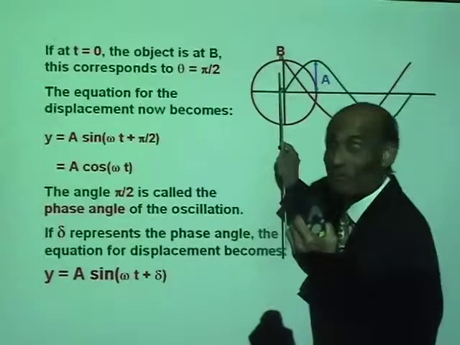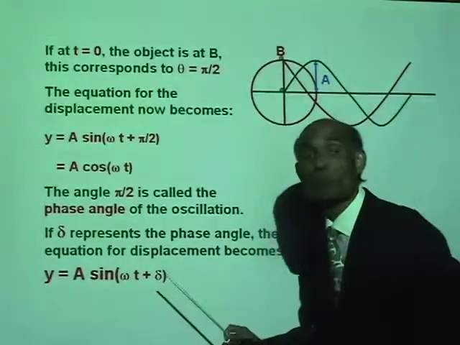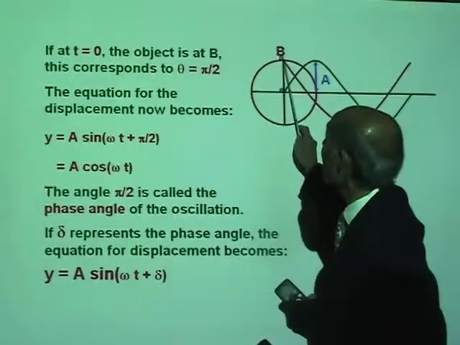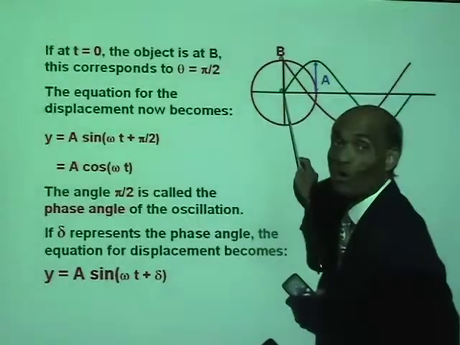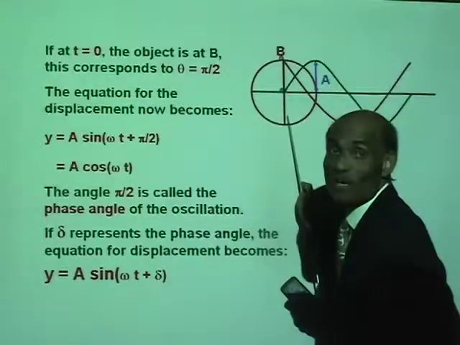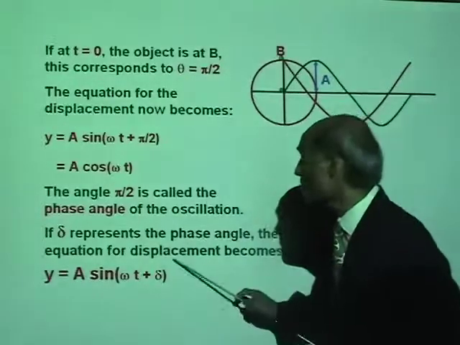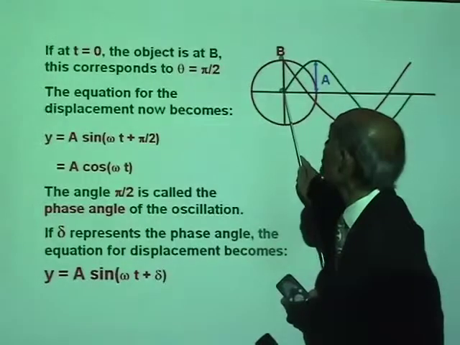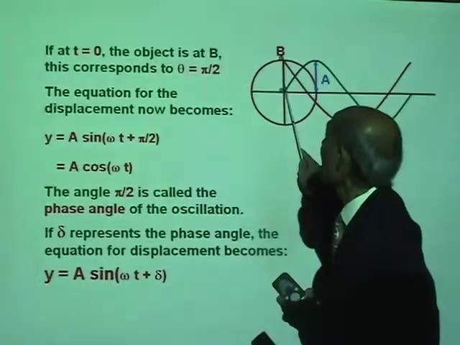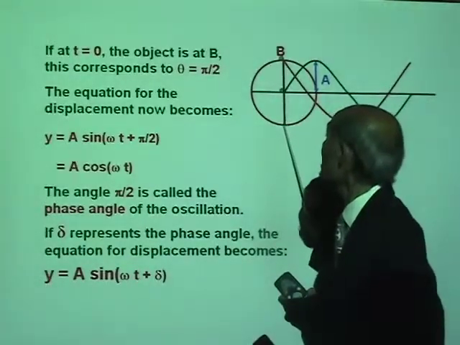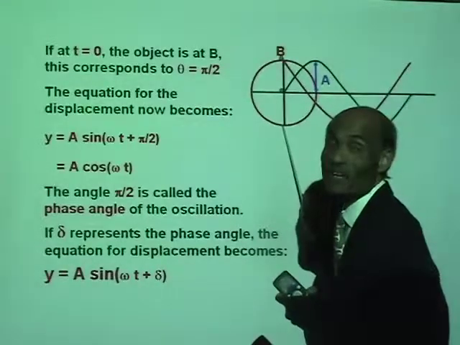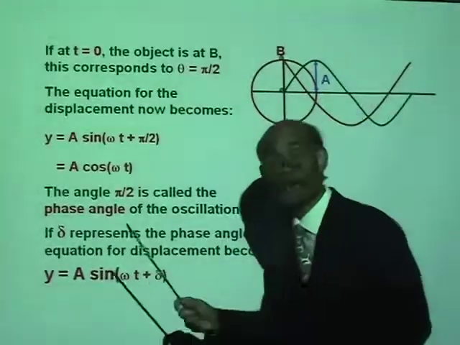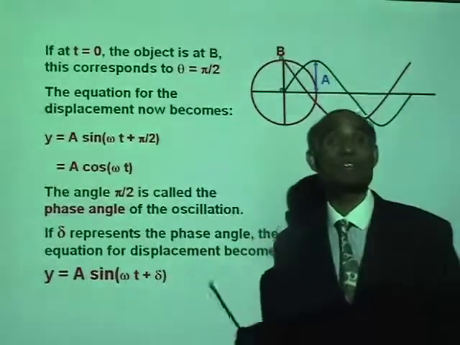beginning to come down. If this delta is pi, it means the object has actually gone up and come back to the origin and is now beginning to move down. If this delta is 3 pi by 2, it means the object has gone up, come back to the origin, and has now gone all the way down. It is at the lower extreme. And delta can have any intermediate value.